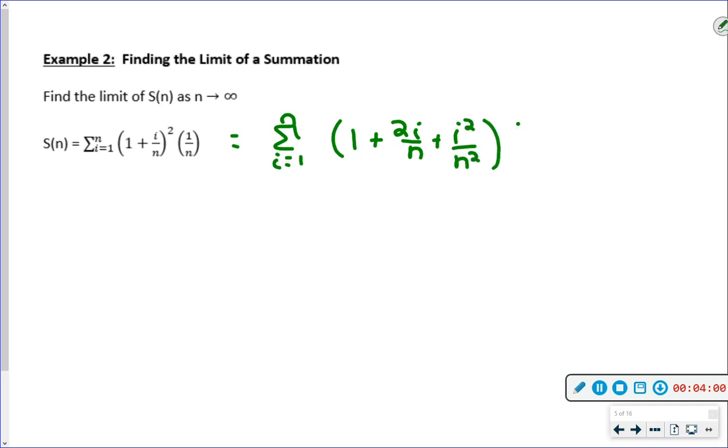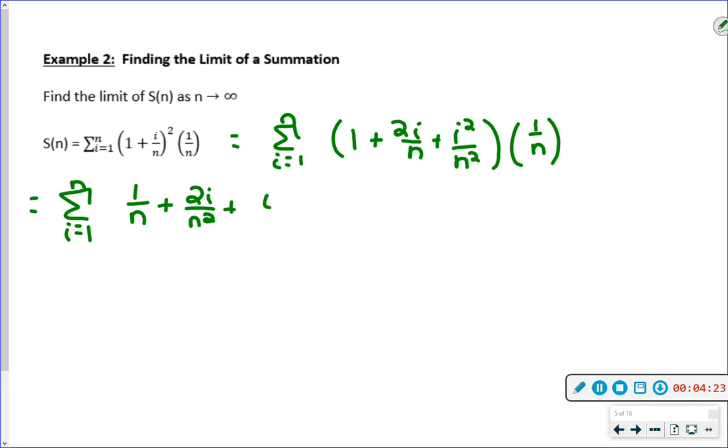And we still have times 1 over n. Okay, so of course I'm going to go ahead and distribute the 1 over n through, because I want a single, nice, pretty expression here. So not difficult, but just very, very time consuming. So I'm distributing 1 over n through. 1 times 1 over n, got it. I'm going to have my 2i over n squared. And then I'm going to have i squared times 1, i squared over n squared, n cubed. So that is just the setup, my friends.